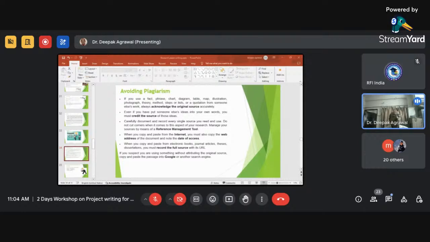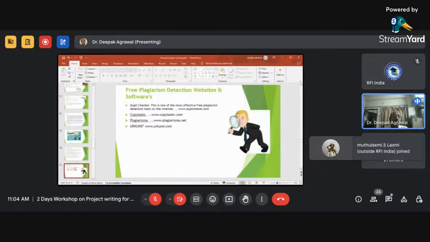You need to carefully document and record every single source you read and use. Otherwise, you need to change it into your own words. Similarly, there is a specific way of mentioning the internet and web address URL for the source or contents you have included.